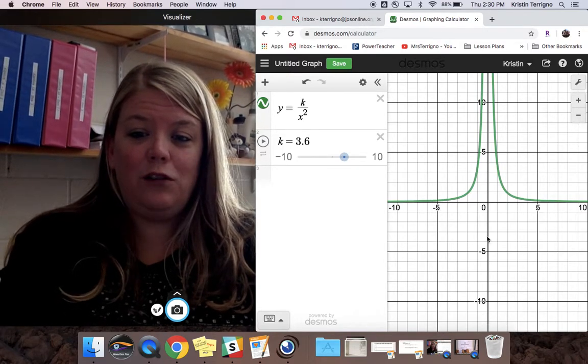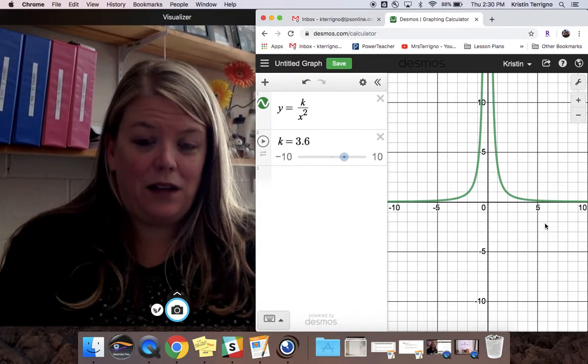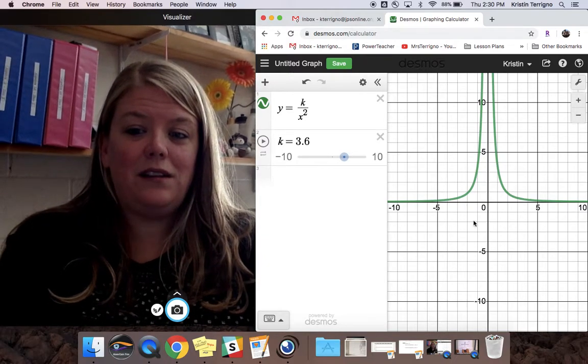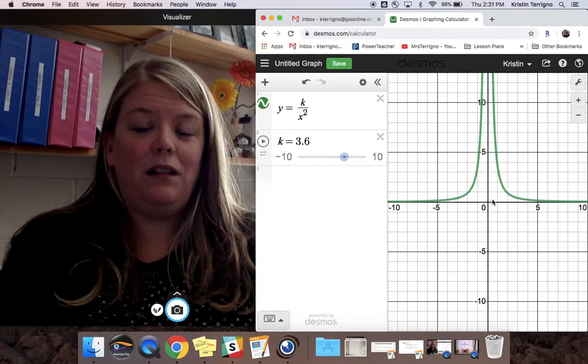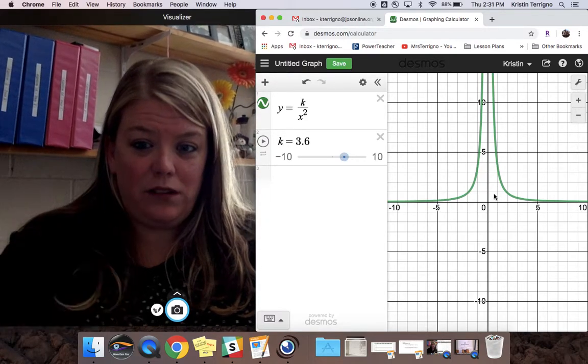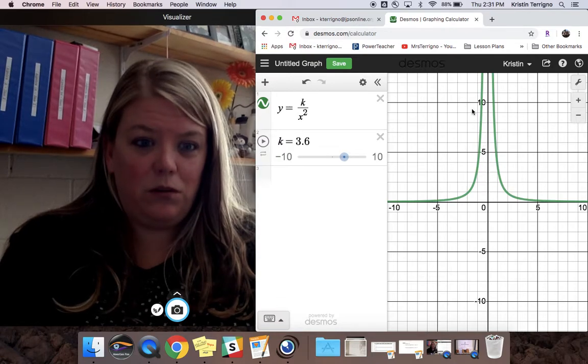But you'll notice that the graph also doesn't go below the x-axis. So we don't want to say everything except 0 because that would include the negatives down here. We would want to say something along the lines of all reals greater than 0, all reals above 0.